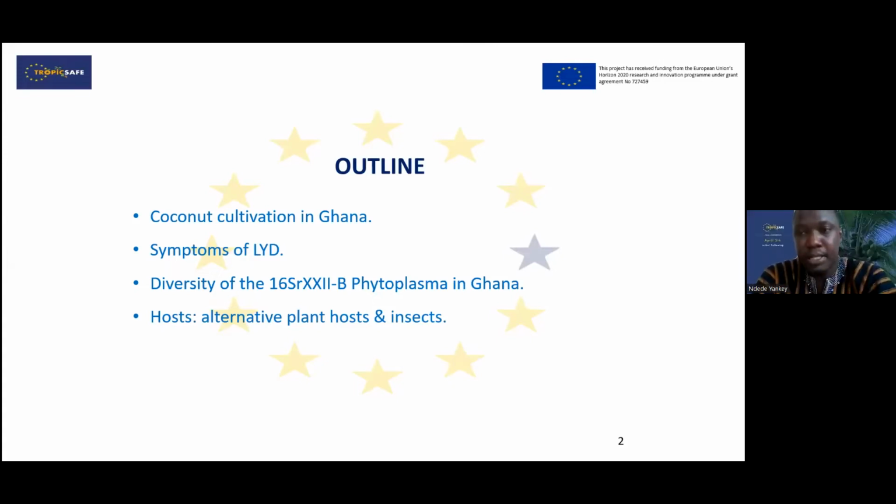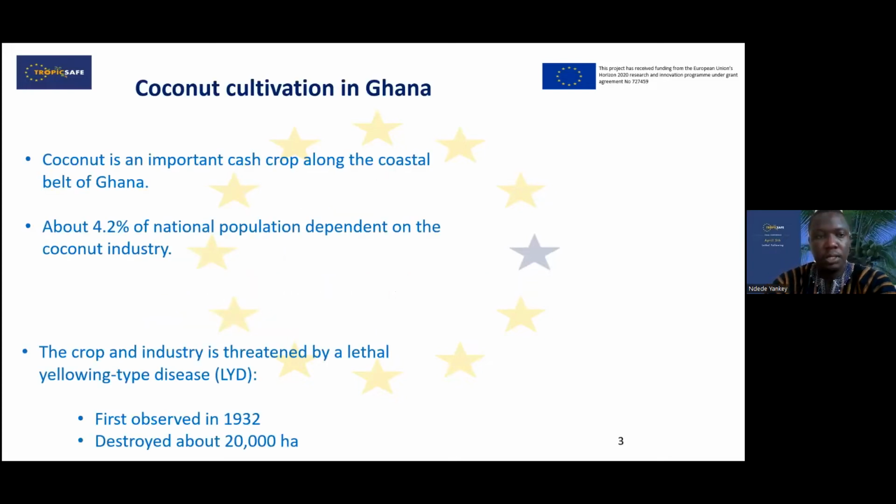So this will be the outline of my presentation. I'll talk about coconut cultivation in Ghana, the symptoms of the lethal yellowing disease, the diversity of the group 22B phytoplasma in Ghana, and then I will end with the hosts of the phytoplasma, that is alternative plant hosts and insects. So by way of introduction, coconut is a very important cash crop along the coastal belt of Ghana.